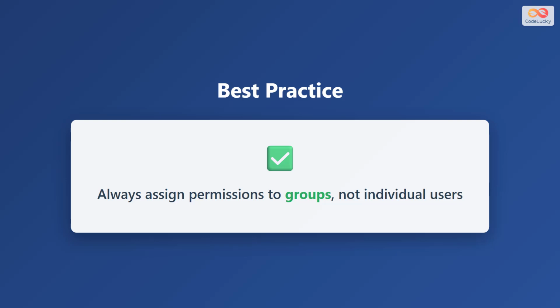Here's a critical best practice to remember. Always assign permissions to groups, not individual users. This approach makes your permission management much more scalable and maintainable. When permissions are attached to groups, you can easily manage access by simply adding or removing users from groups, rather than editing individual user permissions every time something changes.